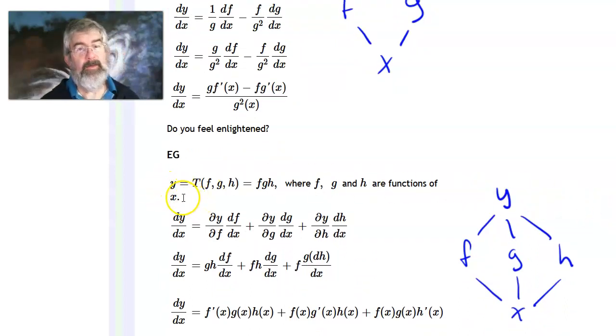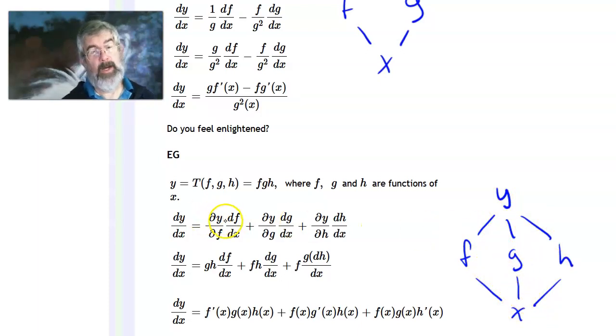This one's a little bit different because now I have y as a function of three variables, f, g, and h, and I'm going to multiply them all together, f times g times h. And f, g, and h, I'm thinking of all of them as functions of x. So the picture is a little bit different, but similar. There's three ways to get from y down to x now. But y is a function of x, and I can say, what's the derivative of y with respect to x?